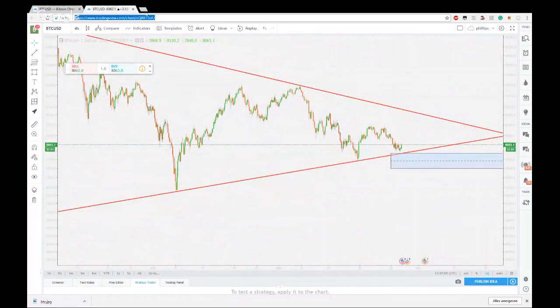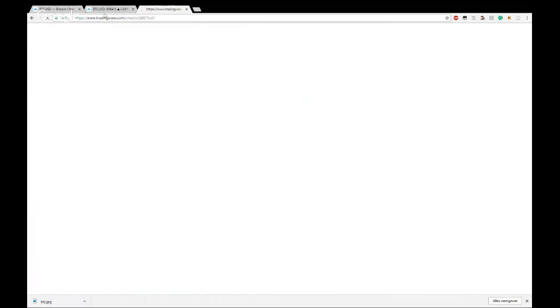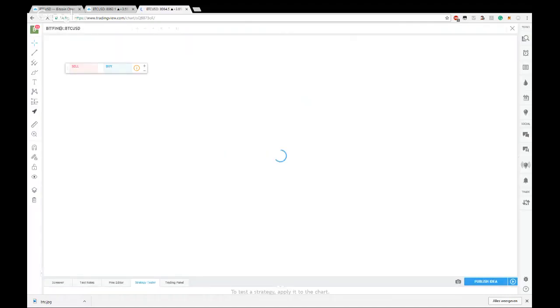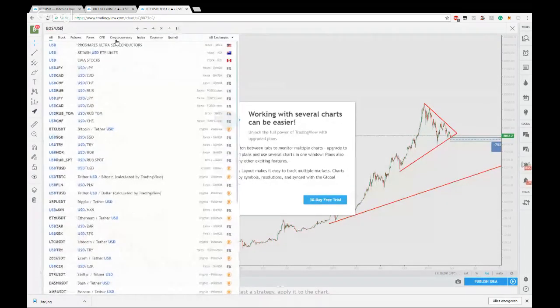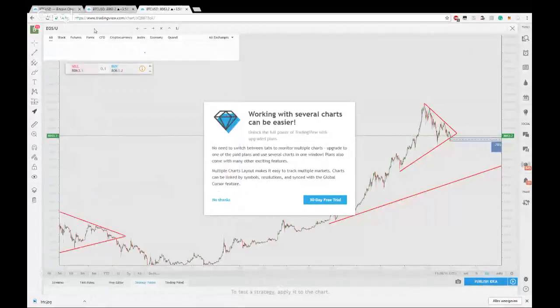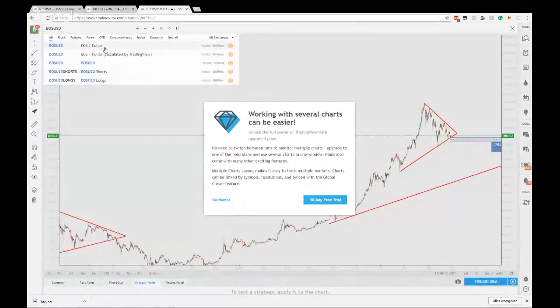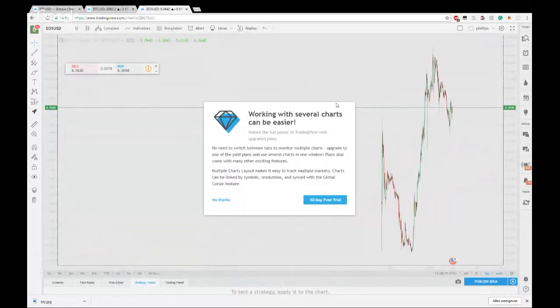Just to show you what I mean, let us just take the EOS chart out. I don't know if it's on. Yes, it is. There we go. EOS USD, Bitfinex.